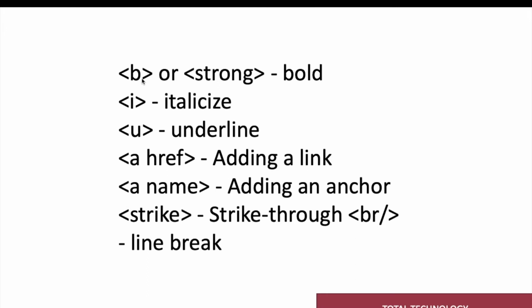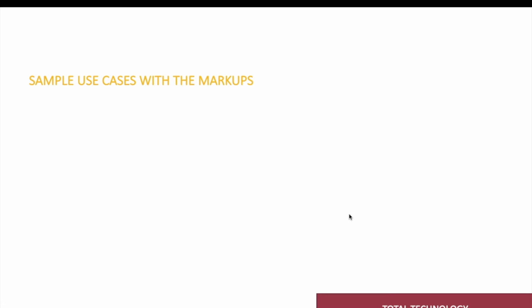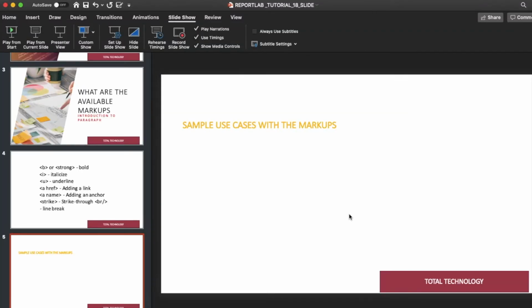So this is B, or strong, for bold. This is italic. This is underline. This is for adding a hyperlink. This is a, for adding an anchor tag. Strike is strike through, as you know. And BR for line break. So probably we'll use some sort of use case.